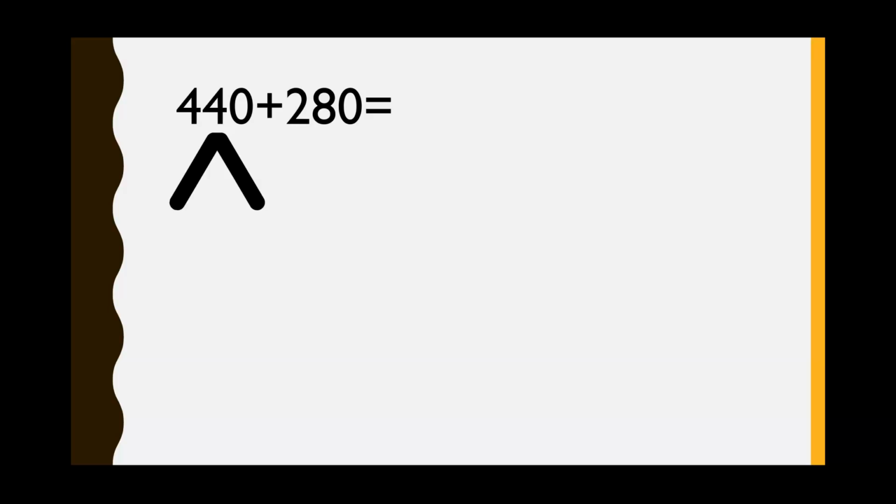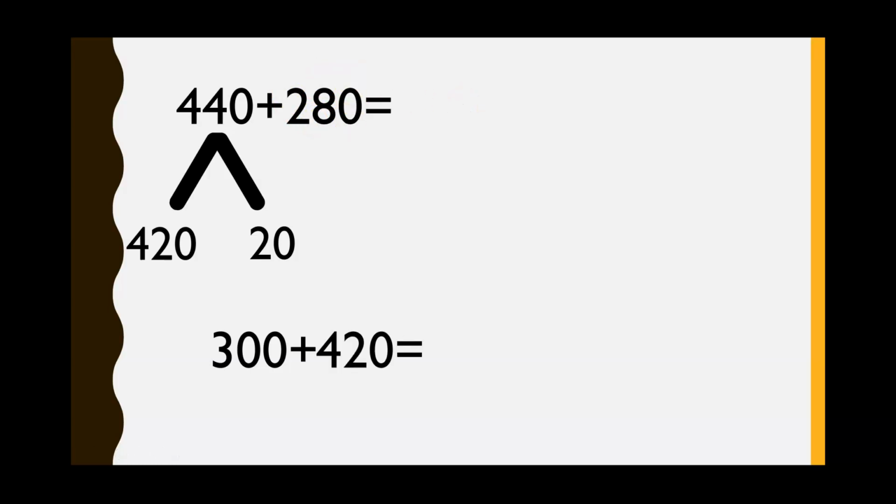Let's compare answers here. To get to the next 100 for the 280, we needed to add 2 tens. So then we took the 2 tens from the 440 and we had 420 left over. Now we have 300, because 300 is the next hundreds after 280, plus the 420 that was left over, equals 720. So we know 440 plus 280 equals 720. If you got the answer correct, give yourself a kiss on the brain. Excellent job.